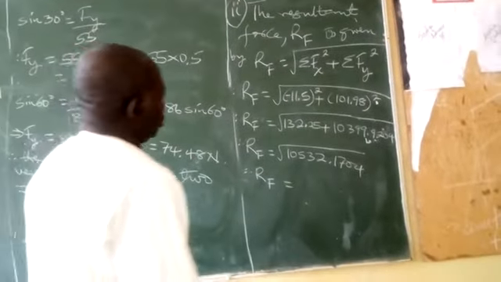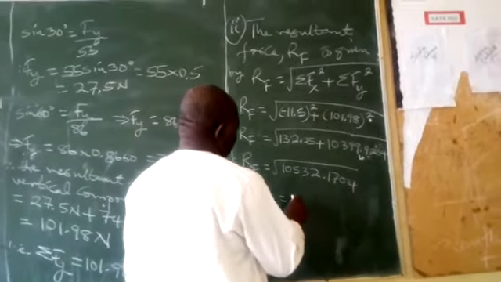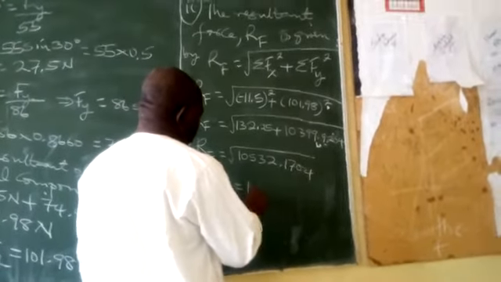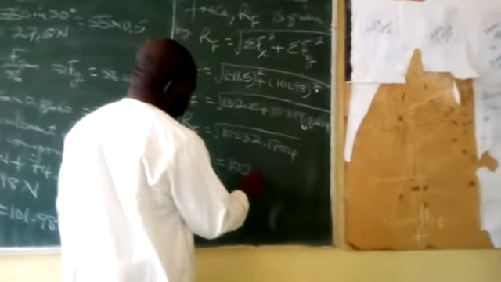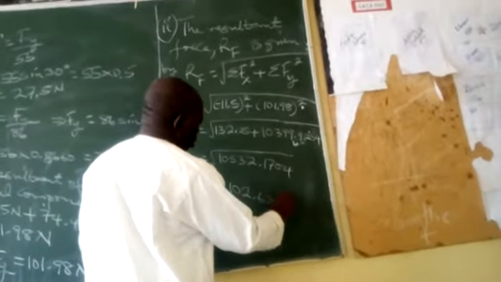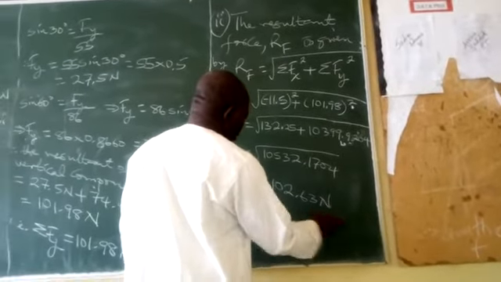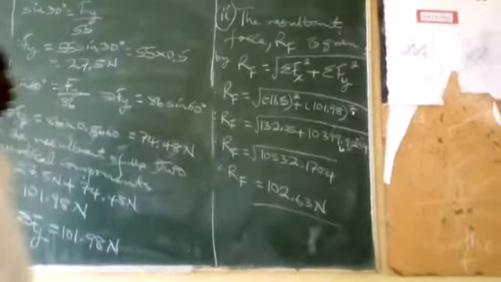102.63 newtons approximately. So that's the resultant force. Yes. We are done with this Roman figure two.